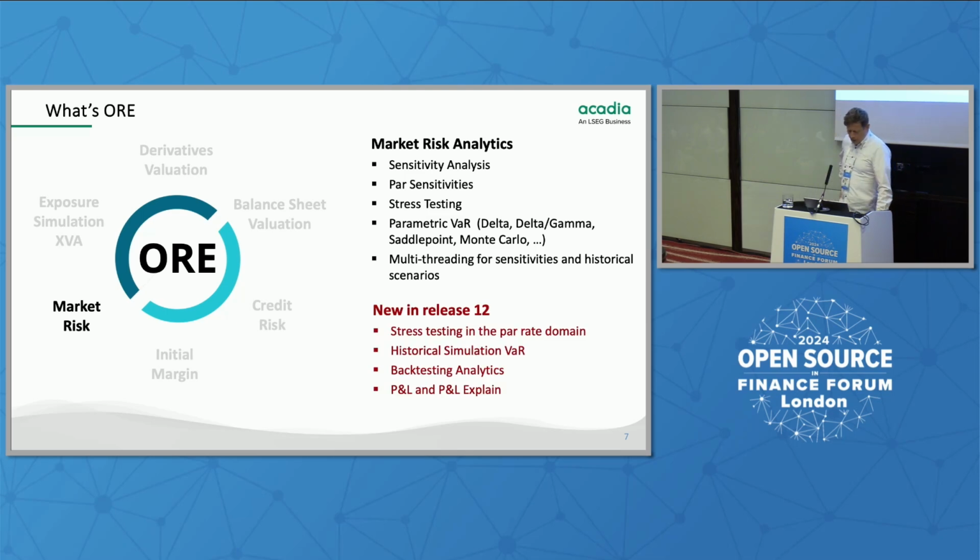And new here in the market risk domain in release 12 is stress testing also for par rates rather than just zero rates. We added the historical simulation VAR, backtesting, which we have as a service, and also P&L and P&L Explain. That wasn't there before. So some of these were actually results of cooperations with clients where we are implementing ORE, who are replacing their in-house or third-party systems for market risk analysis, and they were asking for these kinds of things to be developed. Yeah? So that's what I meant when I said we keep sponsoring it as part of our day-to-day business.